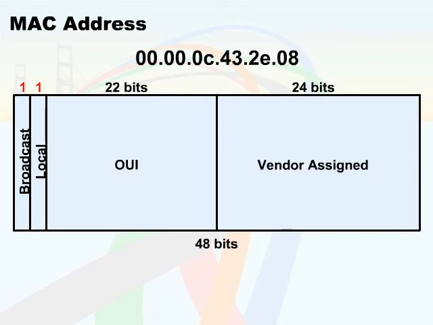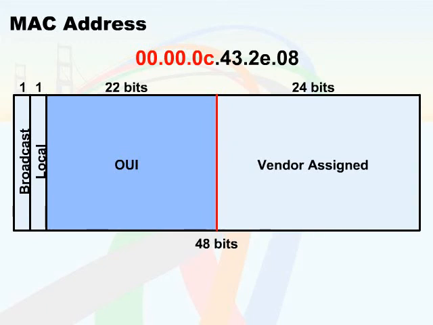So in this case, MAC 00.00.0c is everything from this line to the left, where the first component here is actually the broadcast bit. The remainder of these 24 bits is going to be the Organizational Unique Identifier.